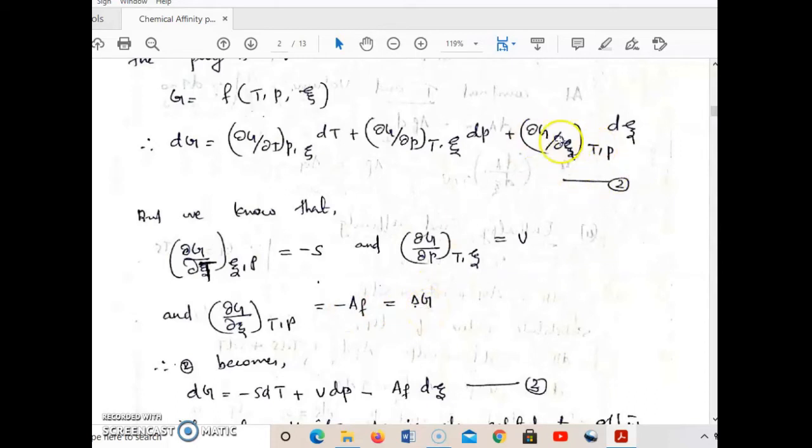So we can substitute for all these terms in equation 2, and equation 2 becomes this: dG is equal to, instead of this term we can write minus S dT, plus, instead of this term we can write volume V, so V dP, minus, the same because this is minus AF. ∂G/∂θ at constant temperature and pressure is minus AF, then we have dθ. So minus AF dθ, that is equation 3.